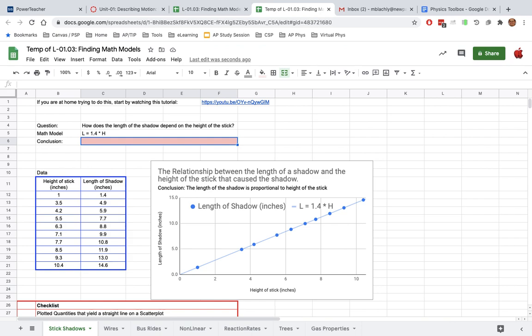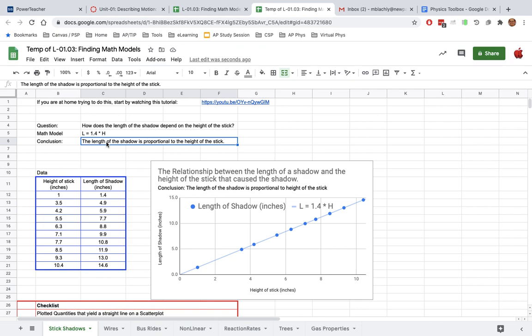My conclusion has got to be a sentence, and that is going to be the length of the shadow is proportional to the height of the stick. Okay? And once you've done that, you've finished this first lab. Okay? The goal of the lab, when we get a set of data, is to find the math model and to find what kind of a relationship it is. Your math model needs to be an equation. Your conclusion needs to be a sentence using proper English. Okay? No symbols or mathematical notation in there. We're going to write it out.